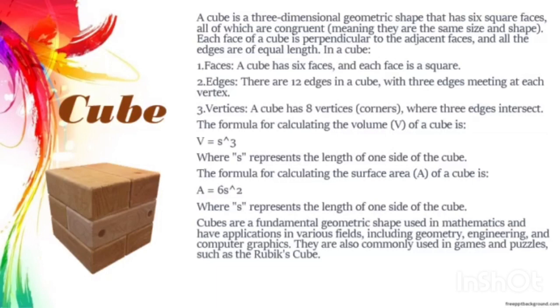The formula for calculating the volume, V, of a cube is V = S^3, where S represents the length of one side of the cube. The formula for calculating the surface area, A, of a cube is A = 6S^2, where S represents the length of one side of the cube.